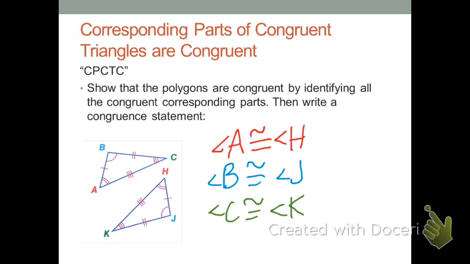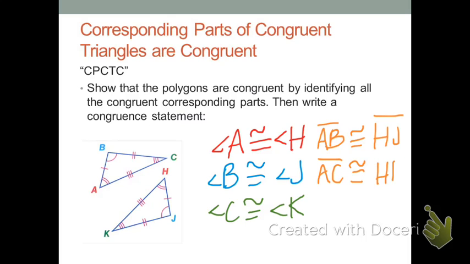All right, we can also see our sides. We can follow those with our dashes. Right? So if we have the one dash, we can see that side AB is congruent to side HJ. We can see that side AC is congruent to side HK. Then we can see that side BC is congruent to side JK.